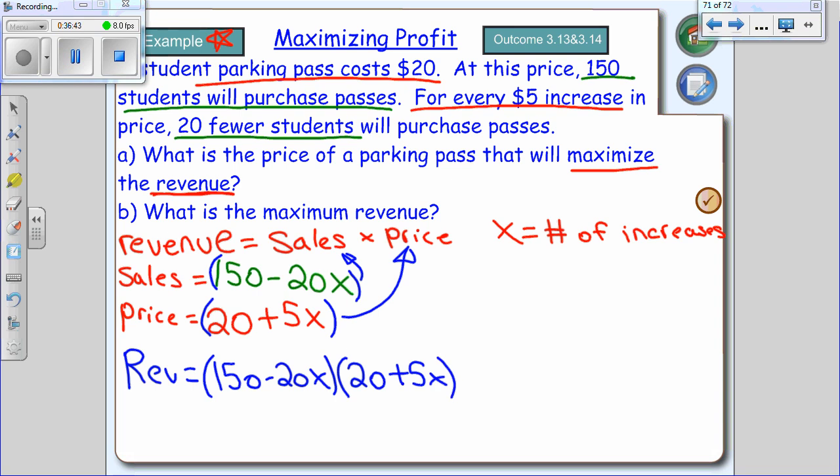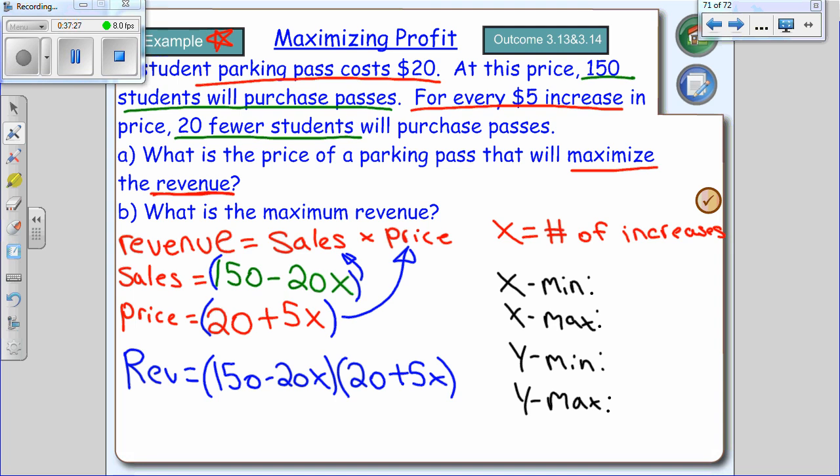Before you graph it, so let's not get too crazy yet, I want you to go to your window settings. We're all going to do this together, because setting the window for a question like this is hard. So we're going to set our window together. We're going to start off with our X minimum on our window. What is X in our question? X is the number of increases, exactly. How many times I raise the price.